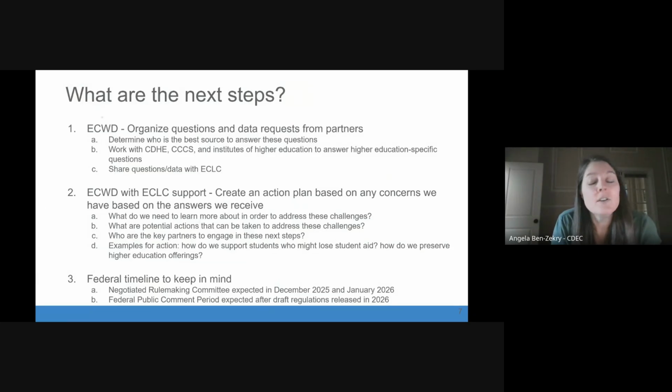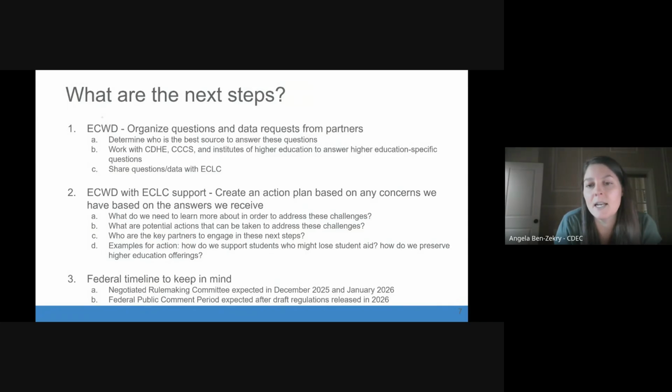But anyway, so the next steps for this process, our Early Childhood Workforce Development Subcommittee is going to be organizing questions on behalf of the field. So we had this initial presentation at ECLC, which is our leadership commission. That's our state's advisory council. And then this is one of their subcommittees who is designated to work more so on the workforce issues in the state. So we're going to be determining who the best sources of information are for some of the questions that we come up with, and then we'll work across those organizations.